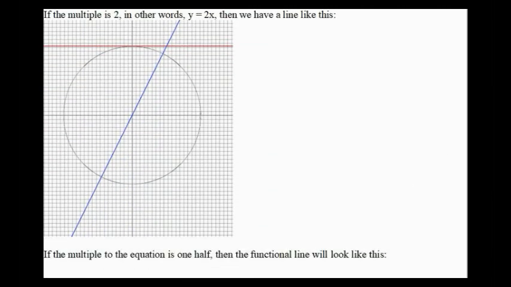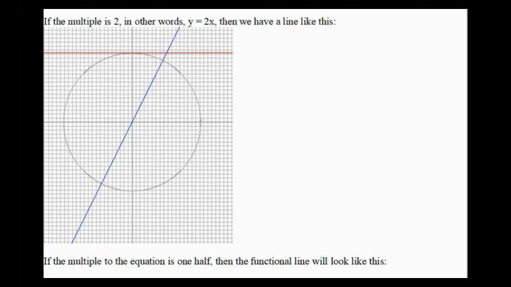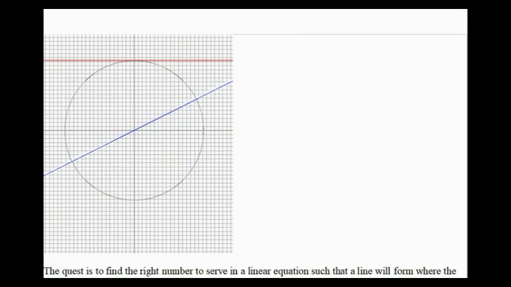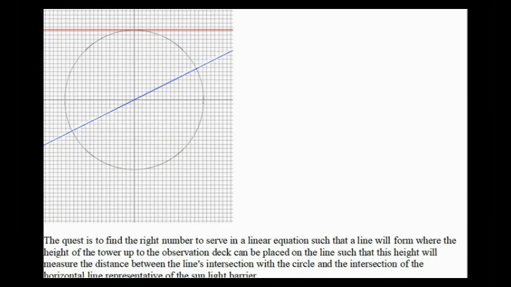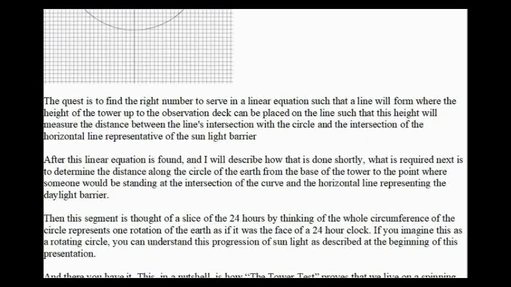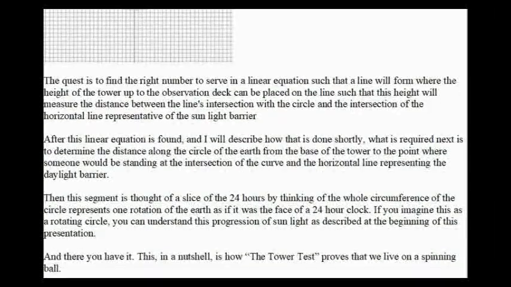If the multiple to the equation is 1/2, then the functional line will look like this. The quest is to find the right number to serve in a linear equation such that a line will form where the height of the tower up to the observation deck can be placed on the line, such that the height will measure the distance between the line's intersection with the circle and the intersection of the horizontal line representative of the sunlight barrier.